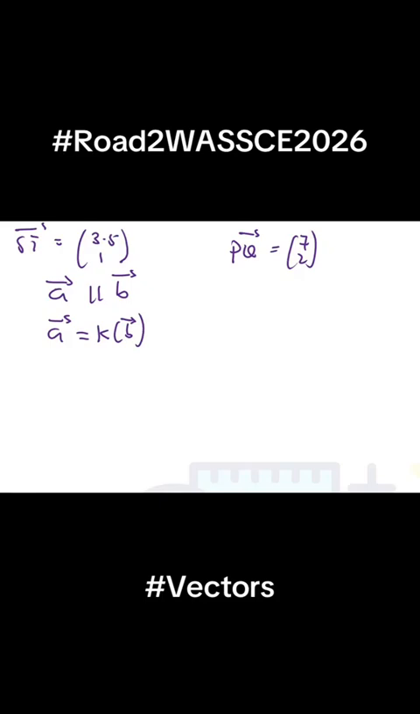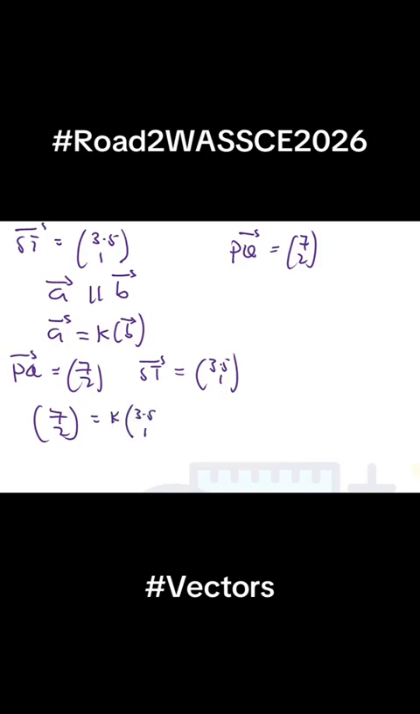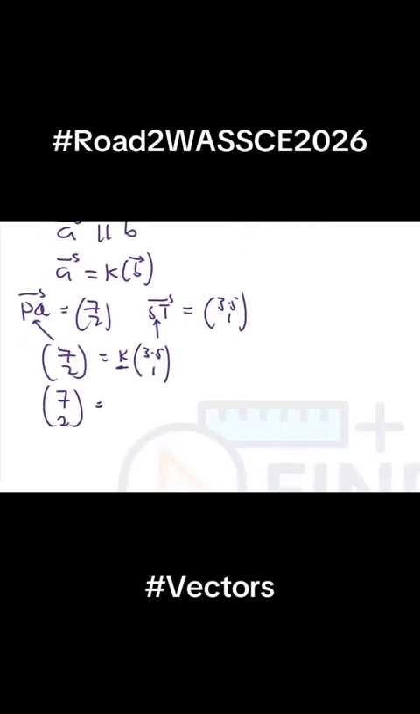So can we express one of them as a scalar multiple of the other? Let's find out. So we have vector PQ to be 7, 2 and vector ST to be 3.5, 1. Is one a scalar multiple of the other? Yes, because 7, 2 is a certain constant times 3.5, 1. So this represents vector PQ and this represents vector ST. Let's find whether one is a scalar multiple of the other. So K, whenever you have a scalar, it multiplies the horizontal component and also the vertical component. So we have 3.5K and then K.